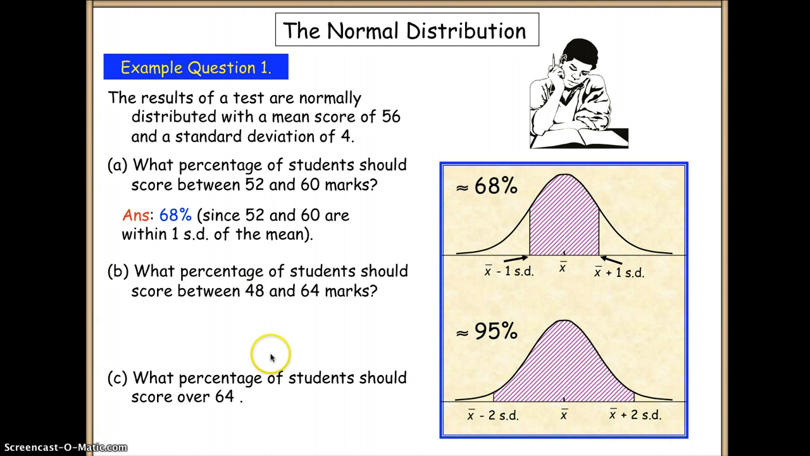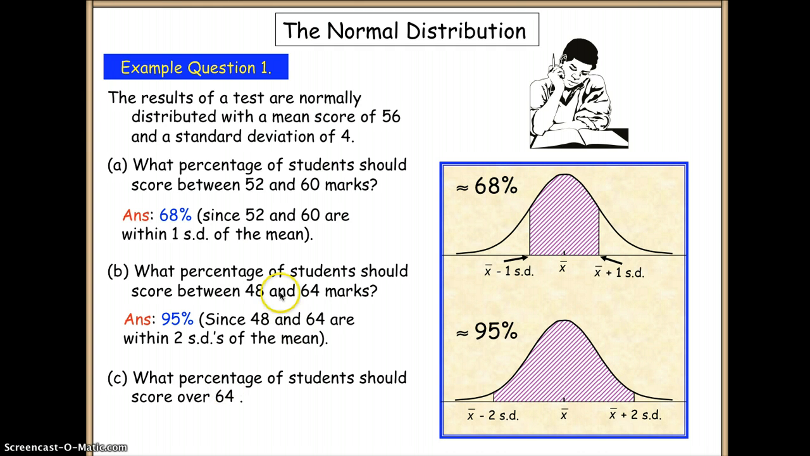The next question is, what percentage of students should score between 48 and 64? Again, we go back to the mean score, which is 56. Let's check two standard deviations. Your standard deviation is 4. 4 times 2 is 8. 56 plus 8 is 64. 56 minus 8 is 48. That means it's within two standard deviations, so it's 95%. So your answer is 95%.